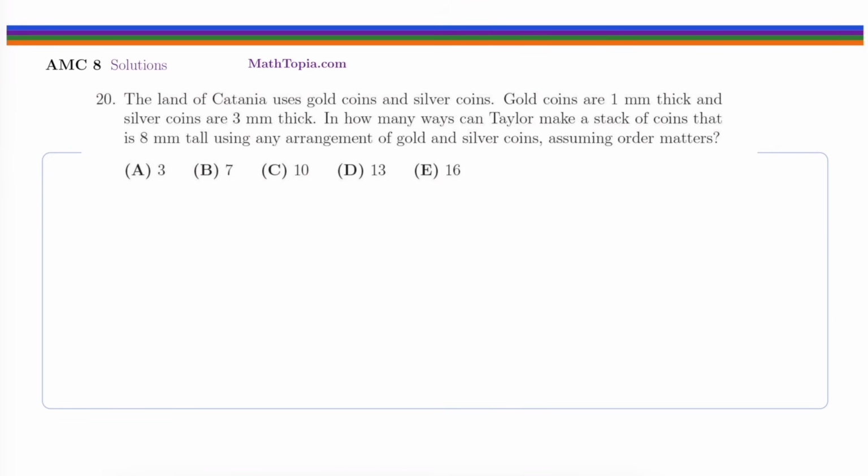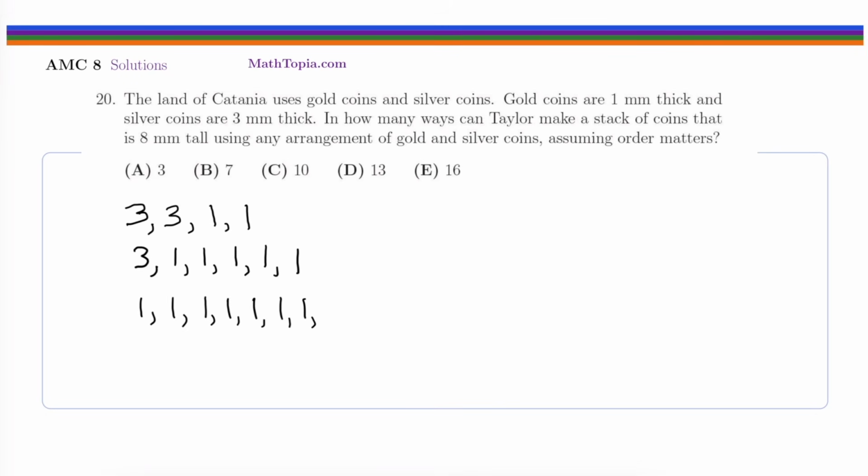Our first case is that we have 2 3 millimeter coins, which gives us 6 millimeters, and we need 2 more millimeters, so we can do a 1 millimeter coin and a 1 millimeter coin. Next, if we were to use 1 3 millimeter coin, then we would have 5 1 millimeter coins. Finally, we could have 0 3 millimeter coins and just have 8 1 millimeter coins. Since order matters, we need to account for that.